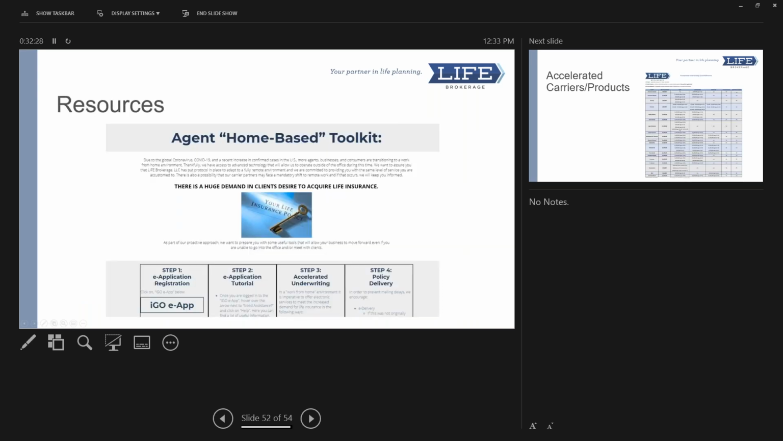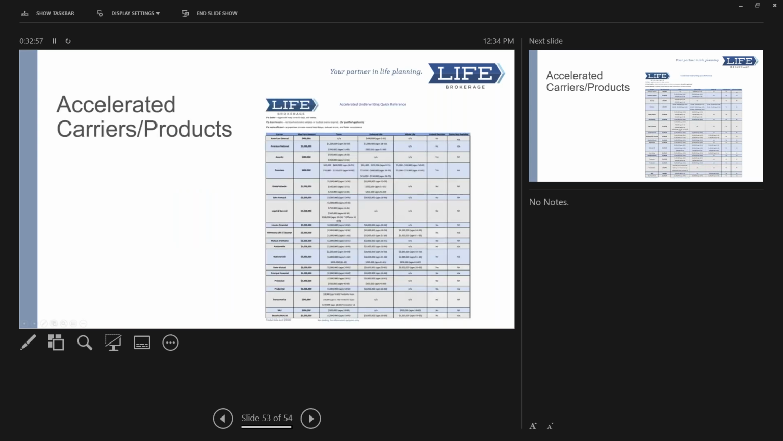As you click on the Agent Home-Based Toolkit, it'll open up and you'll see step 1 is to sign up for IGO e-apps. Step 2 gives you a tutorial. We also have case managers that are willing to do one-on-ones with you, walk you through the sign up, get you acclimated to the program. Step 3 shows the accelerated underwriting. What carriers or products can you sell? And then step 4 speaks to the policy delivery, e-delivery, credit card payments, bank draft payment, you name it.